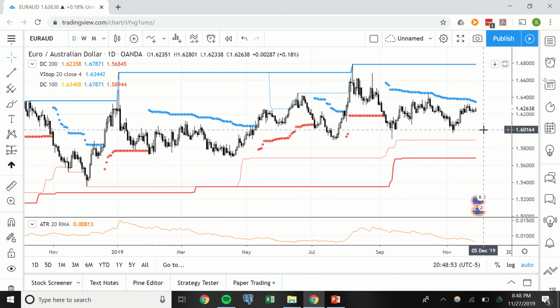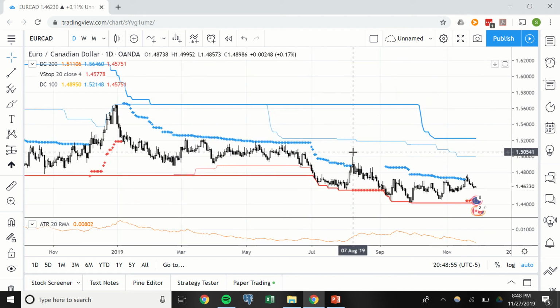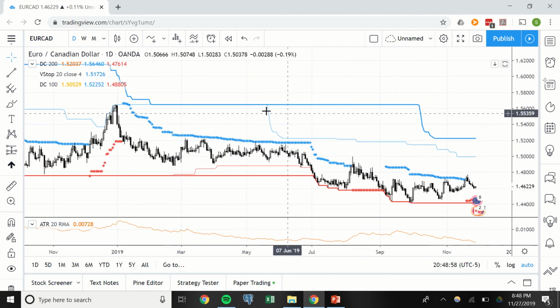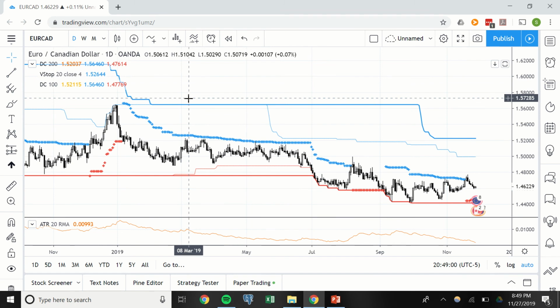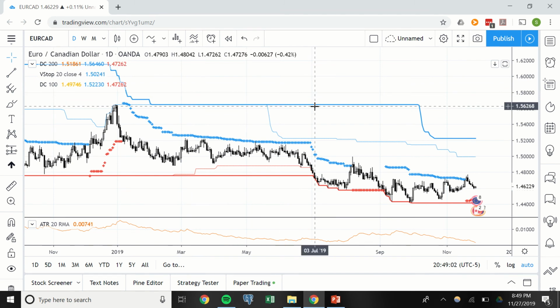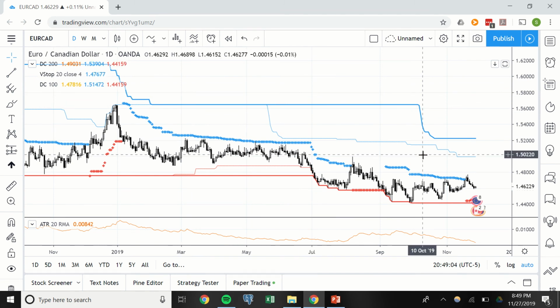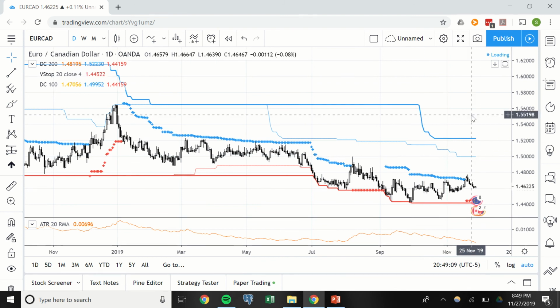No trade on this one, no 200-day high. This one you got short back here, and you would still be short, and your stop would be right here in the market.